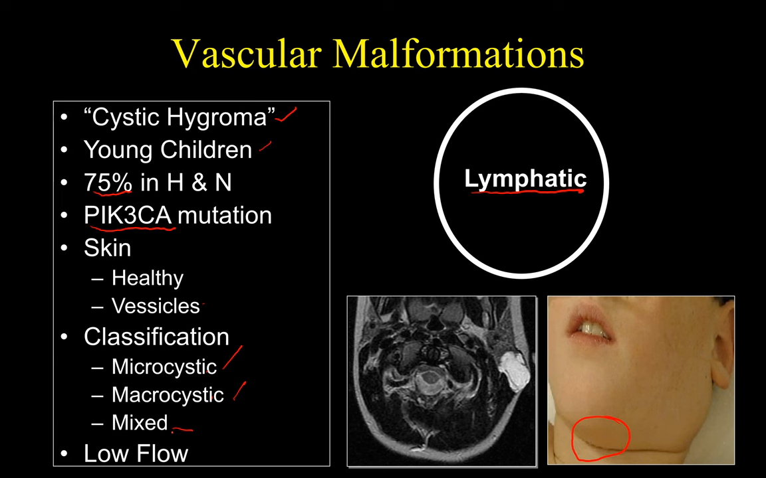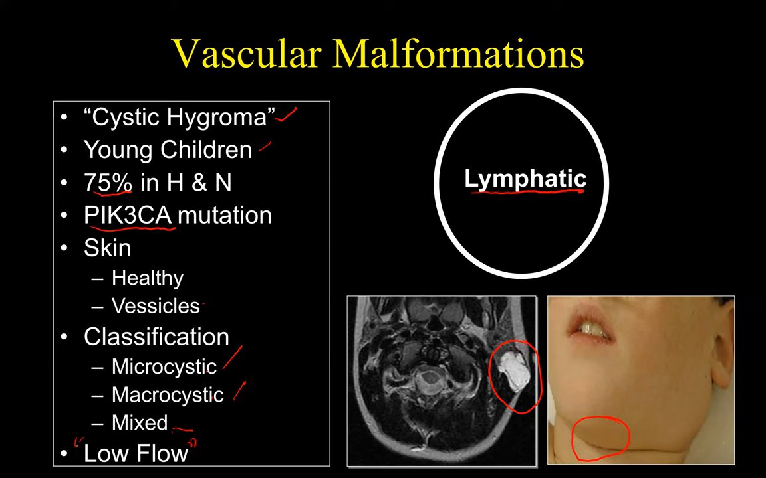But when we look at the imaging findings, this basically just looks like a bag of water. So this is a T2 weighted image. And I think you all can see this. It's just basically high signal on T2 and low signal on T1. What they do not contain is enhancement within the classic lymphatic malformation. So this is still considered a low flow vascular malformation. Now, again, why that's important is based on treatment.